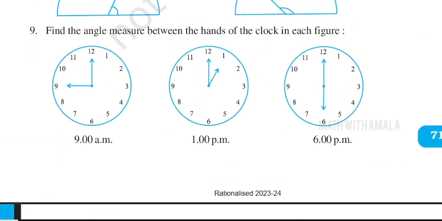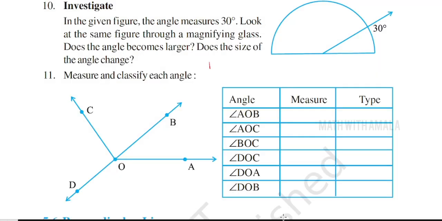Find the angle measure between the hands of the clock in each figure. So the first one is 90 degree, 9 a.m. Second one is 30 degree because we have a 90 over there and the 3 partition will give you 90 by 3, that is 30 degree. And the last one, 180 degree, it is a straight angle for the 6 p.m.